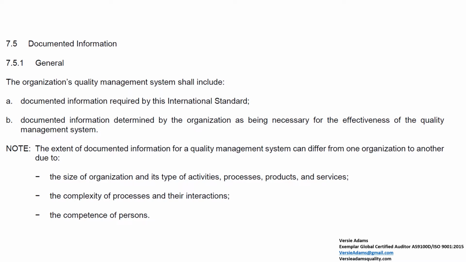Okay, everybody, let's start with 7.5.1, the general section of the standard that deals with documented information. So the organization's quality management system shall include: A, documented information required by this international standard, and B, documented information determined by the organization as being necessary for the effectiveness of the quality management system. And note, the extent of documented information for a quality management system can differ from one organization to another due to the size of the organization and its type of activities, processes, products, and services, the complexity of processes and their interactions, and the competence of persons.